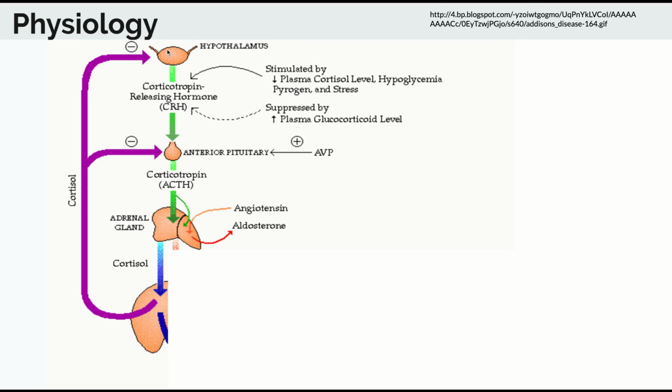The hypothalamus releases corticotropin-releasing hormone. CRH then stimulates the pituitary gland to release adrenocorticotropic hormone. The ACTH stimulates the adrenal glands to produce and release corticosteroid hormones from the adrenal cortex into the blood.